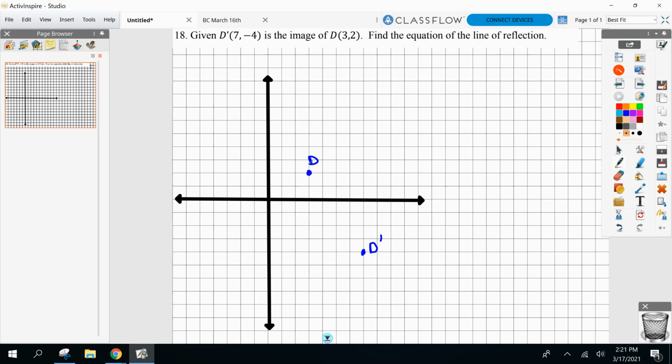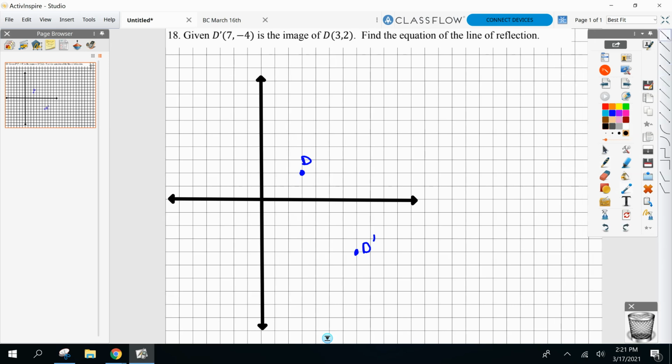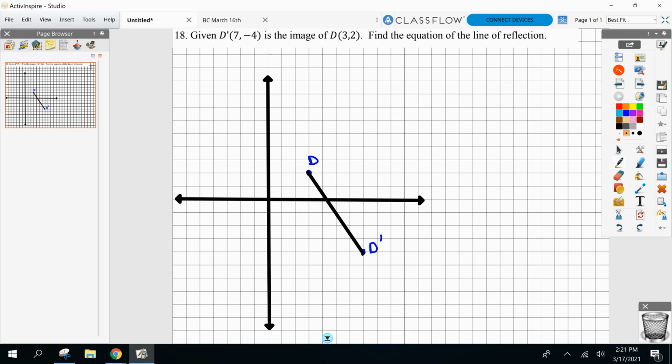All right, so now I'm looking for the line of reflection. And remember, the line of reflection is the same thing as if I connect D and D prime, I make a segment. The line of reflection is the same thing as the perpendicular bisector of DD prime. All right, so I need help writing the equation of the perpendicular bisector for this.